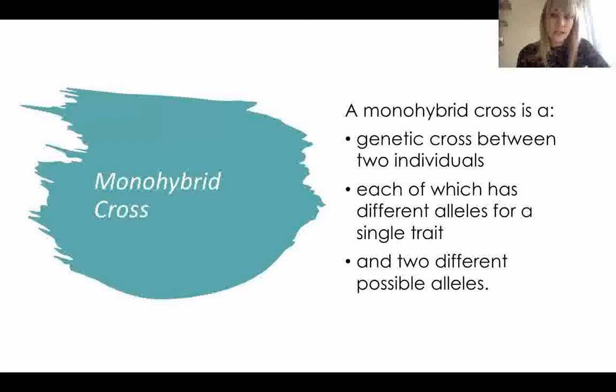The next thing is a monohybrid cross. A monohybrid cross is a genetic cross between 2 individuals, basically like we've just done, each of which has a different allele for a single trait and 2 different possible alleles. Remember, 2 from mom, 2 from dad. Determine the offspring.